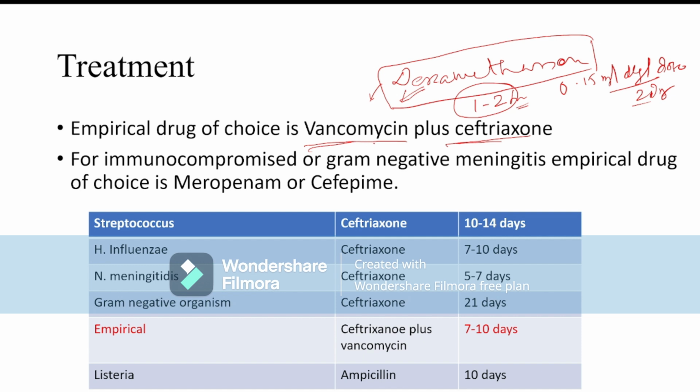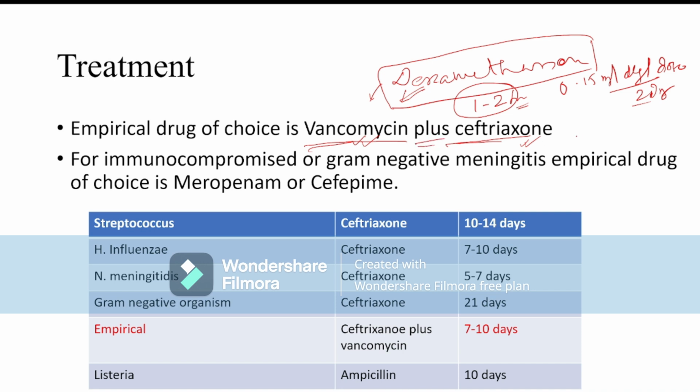To kill the Streptococcus pneumoniae mainly, because Streptococcus pneumoniae is the most common organism causing meningitis, as I told before. Streptococcus pneumoniae is mainly sensitive to ceftriaxone, but if there is a beta lactamase present, then vancomycin will work. So that's why we give vancomycin and ceftriaxone both in treating meningitis.